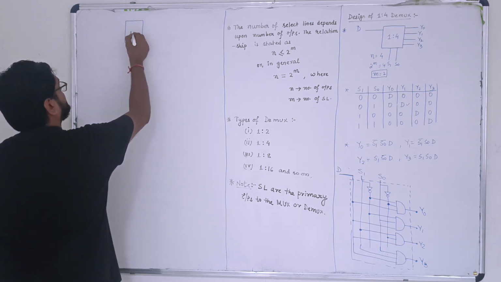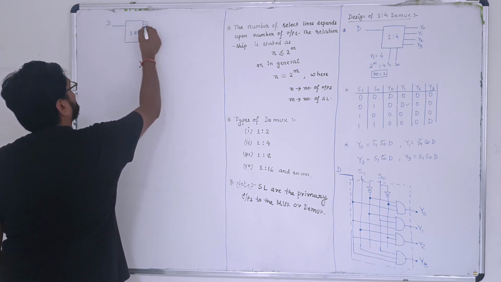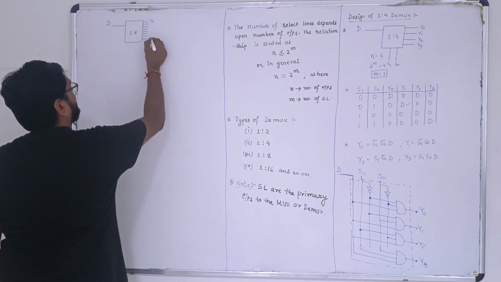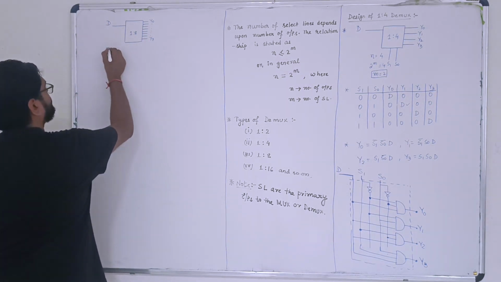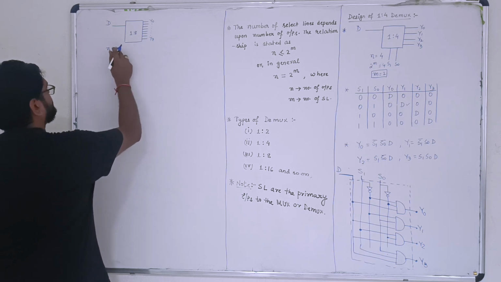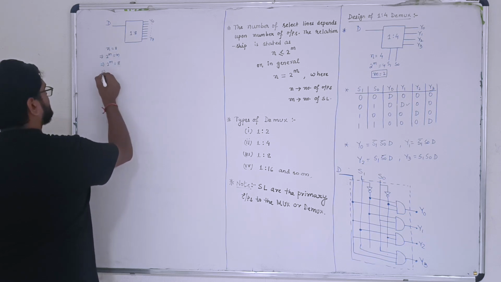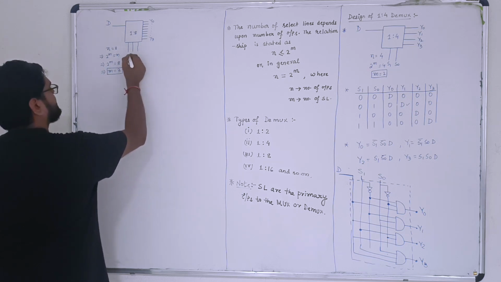This is 1:8, only one input, that is D, 8 outputs, Y0, Y1, Y2, Y3, Y4, Y5, Y6, Y7. It will start with Y0 and end at Y7. I'm just putting a dot, you will be able to understand. Now if there are 8 outputs, that means n equals 8. Using the condition of select lines, 2 to the power m equals n, so we'll have 2 to the power m equals 8. This implies m equals 3. So the number of select lines will be 3. And what are those 3 select lines?